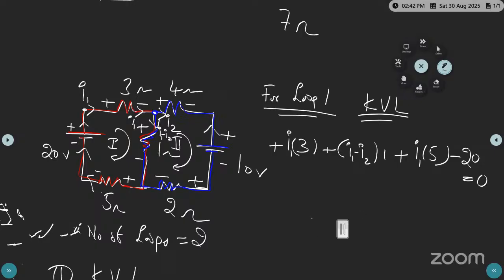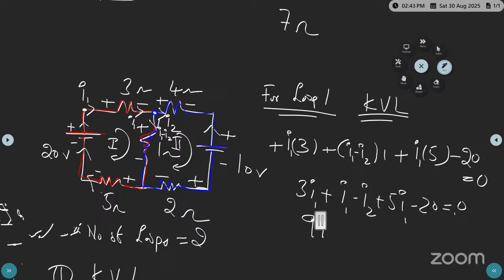Now, simple mathematics. Reduce this equation. What is that equation? 3I1 plus I1 minus I2 plus 5I1 minus 20 is equal to 0. Or you can write 9I1 minus I2 minus 20 is equal to 0. Note it down as equation 1. Now you write down equation 2 and tell me what is equation 2.